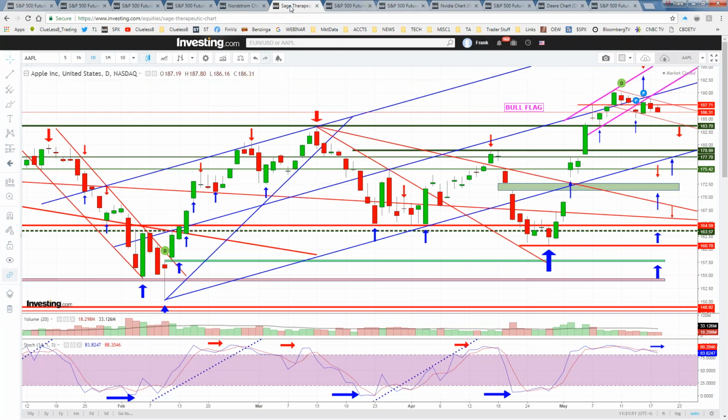Okay, next one. Next chart is Apple. Now, why am I showing Apple? Because it's a leading stock. Now, is Apple going to hell in a handbasket by looking at this chart? No, it's the same thing.